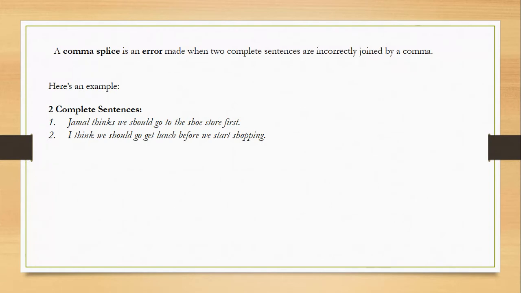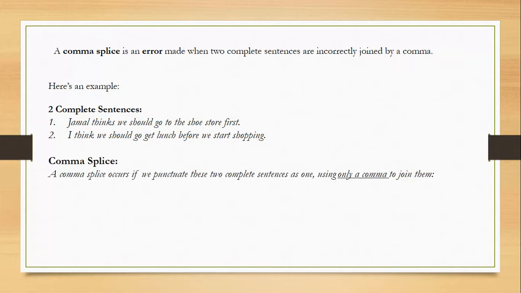Jamal thinks we should go to the shoe store first. You'll notice it's a complete sentence by the fact that it begins with a capital letter, it ends with a period, it has a subject, Jamal, it has a verb, thinks, and it expresses a complete idea. Those are the qualifications for a complete sentence. The second sentence is likewise a complete sentence. I think we should go get lunch before we start shopping.